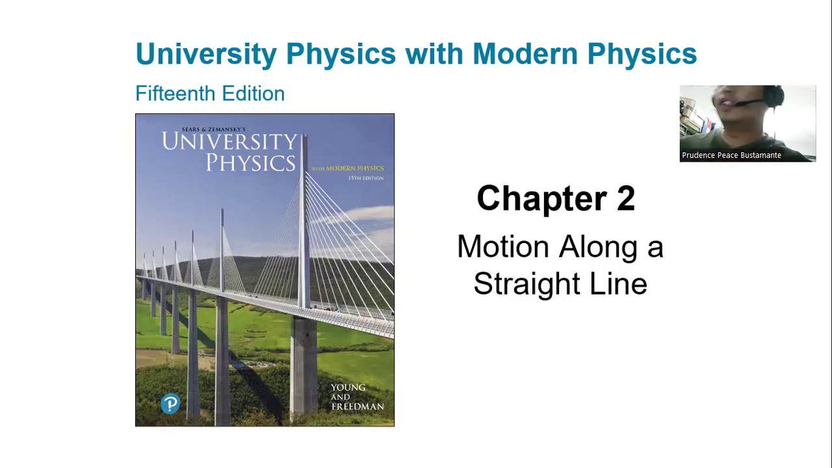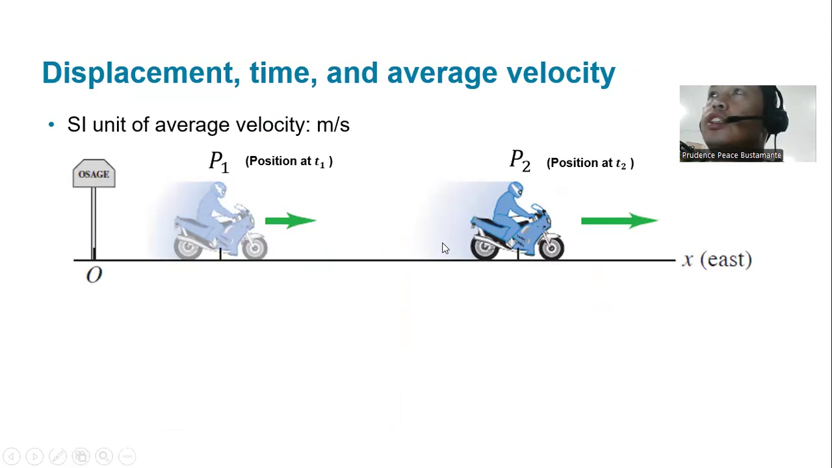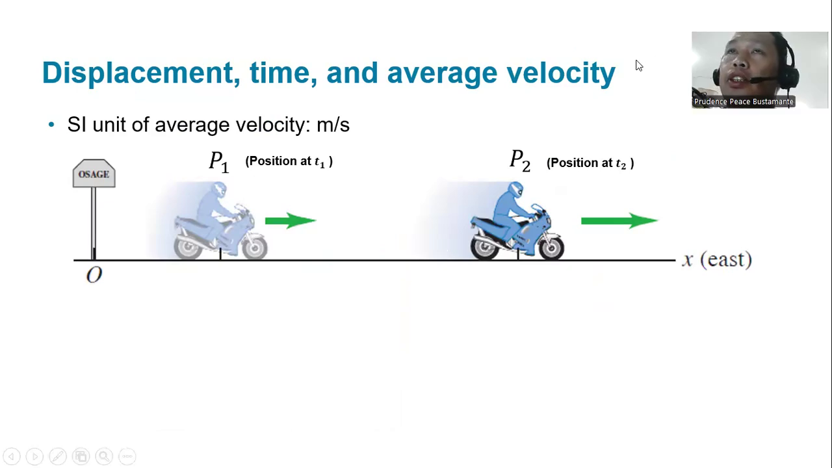Good day everyone. Today we're going to discuss chapter 2, which is entitled Motion Along a Straight Line. The first topic in chapter 2 is about displacement, time interval and average velocity.